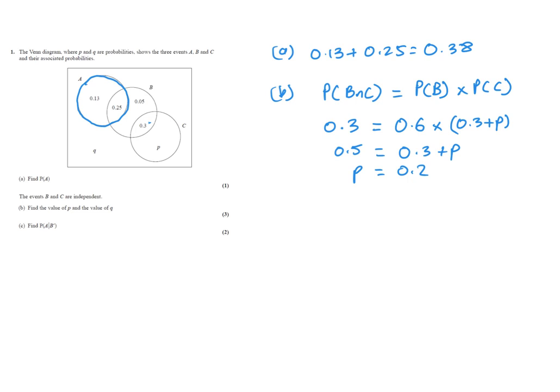Q must be 1, take away everything that we have there, so thinking with that being a 0.2, then Q is just simply going to be 1, take away the sum of all of those, so 0.38 because I've already added those, 0.05, 0.3 and a 0.2, and if you calculate all of that you get 0.07. Whoops, try again, 0.07.